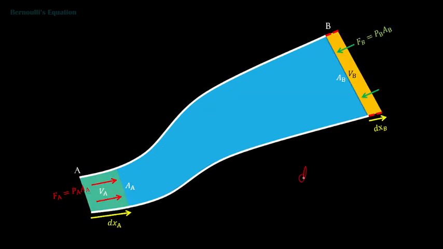So after the time dt, when the liquid has flown through the pipe, the liquid mass that was outside has completely entered into the pipe and the same amount of liquid has emerged out from the other end of the pipe, same volume.